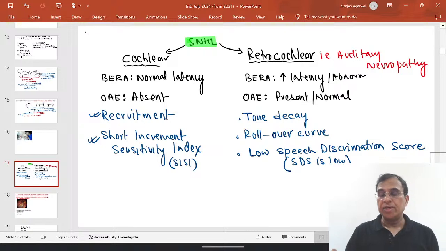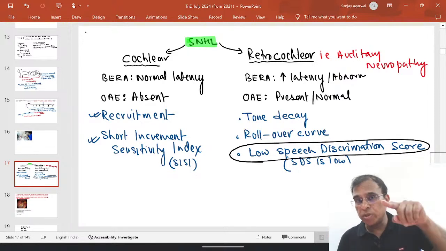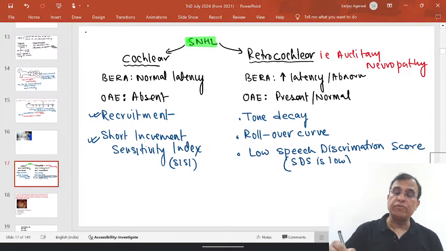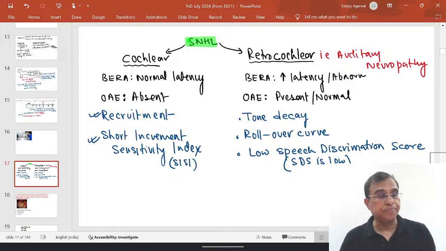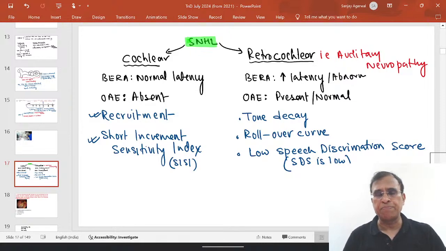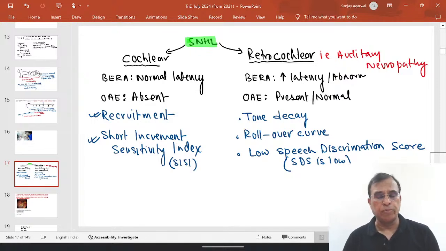But along with that, other features of retrocochlear disease are tone decay phenomenon, a rollover curve, and a low speech discrimination score. So, this is what Vignesh was talking about. The patient has low discrimination, which means they cannot understand the words being spoken. To find this we have to do speech audiometry, as I told you already. Right. BERA and speech audiometry are two very different investigations. There is no relation. They are absolutely different kinds of tests. BERA is not a type of speech audiometry. No, it is different.